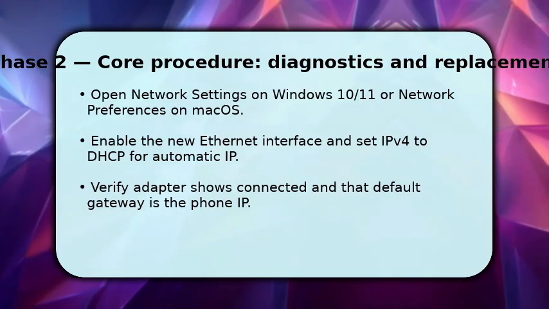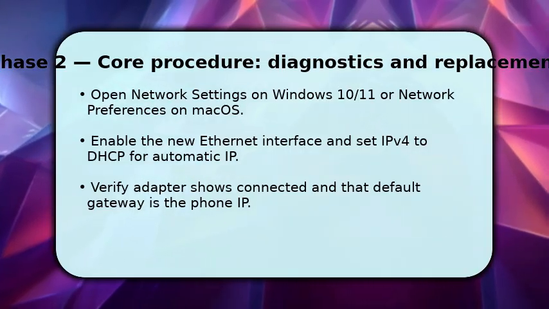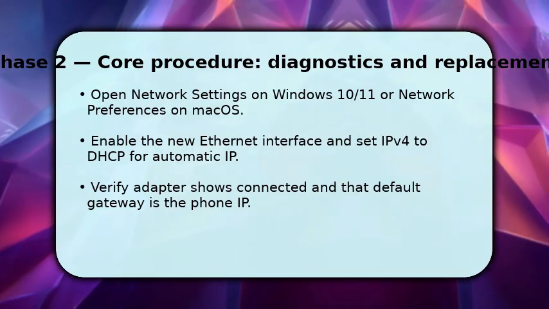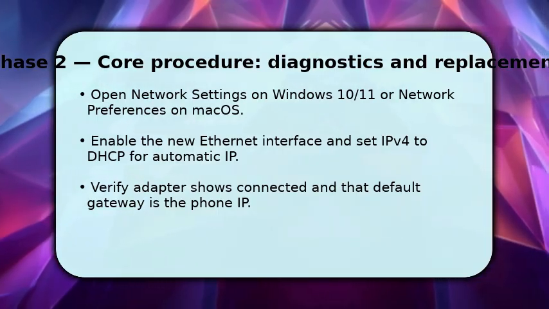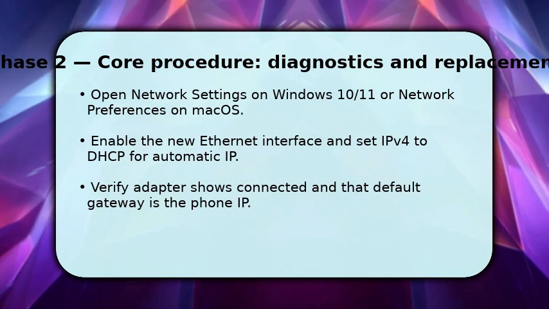After a moment, check the adapter status. It should show connected and list the phone's IP as the gateway. If it does, you now have a routable path from PC to the mobile network.